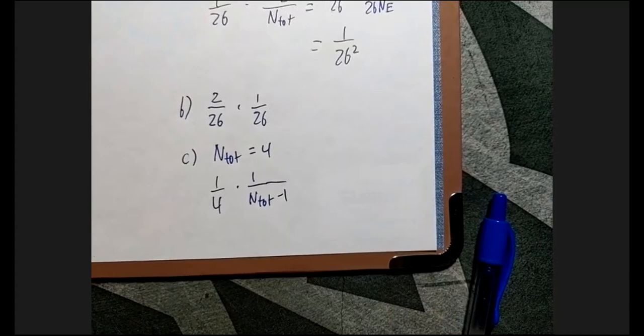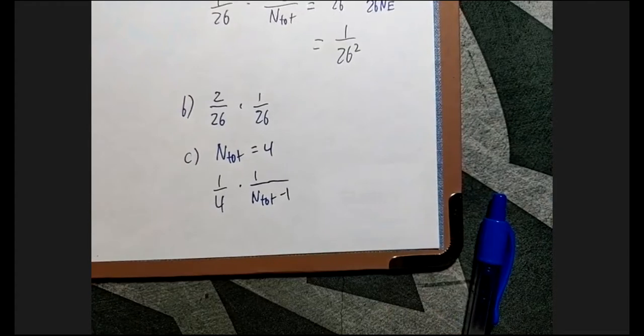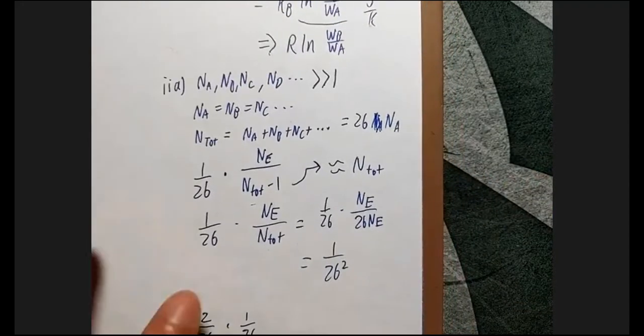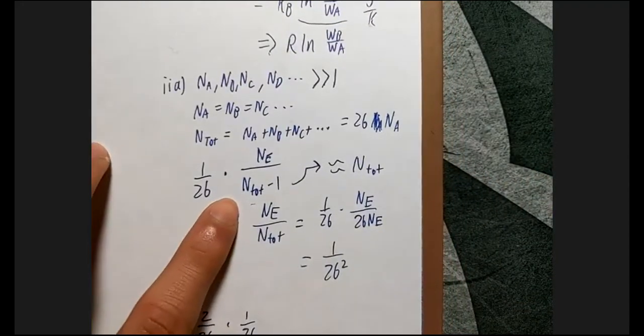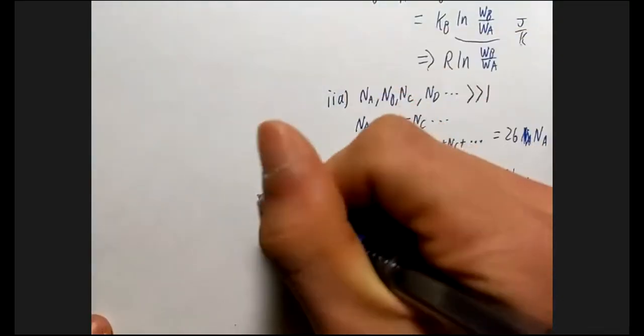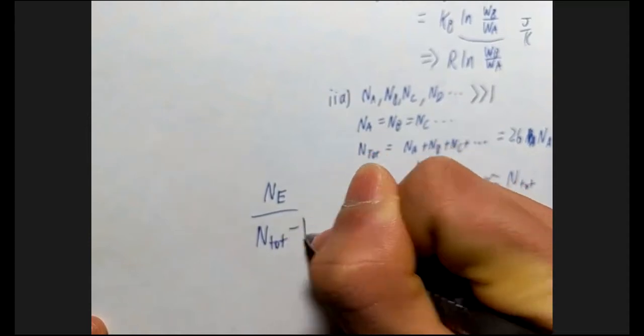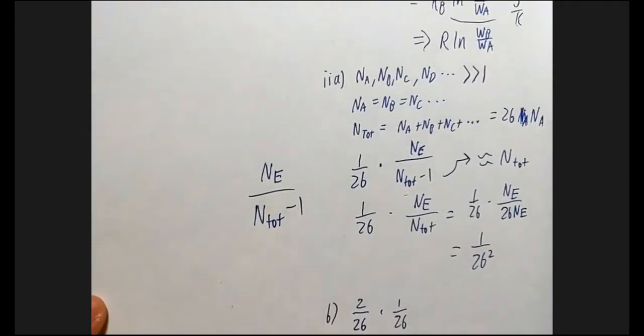Okay, so Julian asked, can you explain why you approximated NE over N total minus 1 as the same? So here, it's not actually NE, this is N total. Let me write it to the side bigger. So this would be NE over N total minus 1.